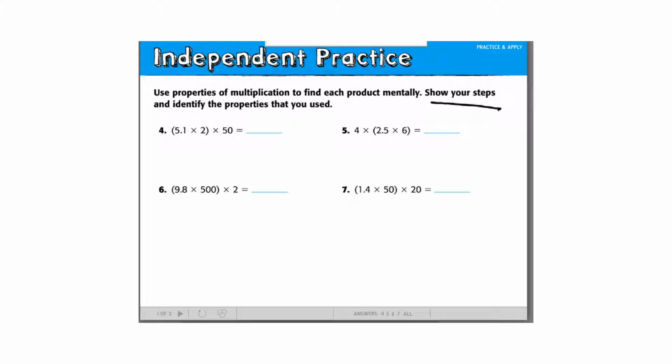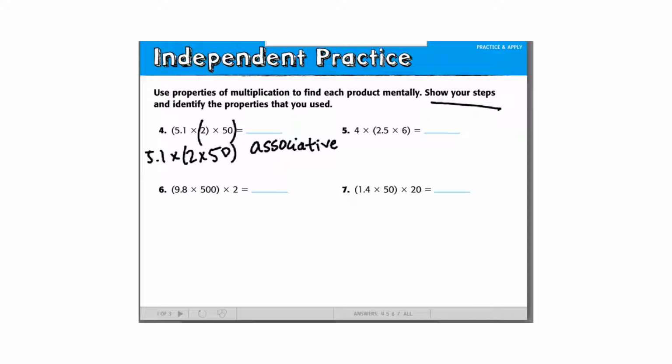So here's how you would show your steps, because yesterday we had a problem with this part. When I look at number 4, I think it's going to be easier to multiply 2 times 50, because that's going to easily give me 100, right? So I'm going to change the grouping, and I'm going to make it 2 times 50. So far I've used the associative property, and then I'm going to multiply. It's going to look like this. I didn't change the order of the numbers, did I? The order stayed the same. I just changed the way I grouped it.